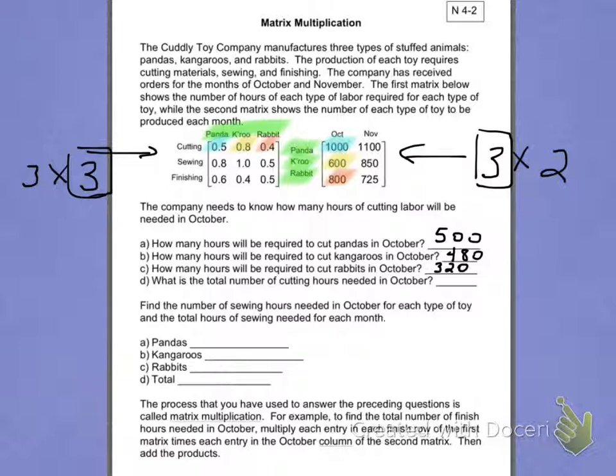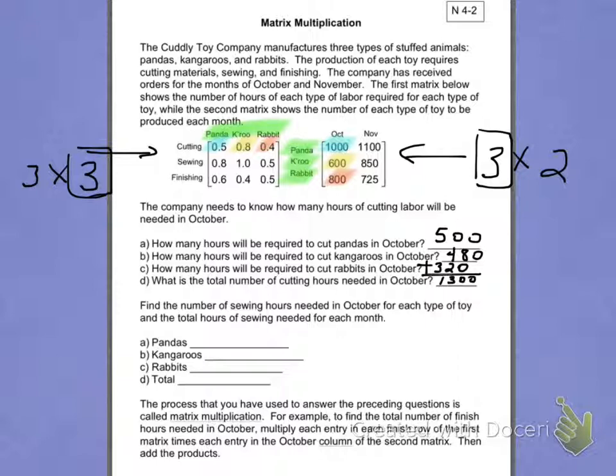The total numbers of hours, then I would take and I would add all of these together. Okay, and the total numbers of hours required in October then are 1,300. So it would require 1,300 hours in October just to figure out the cutting hours in October.